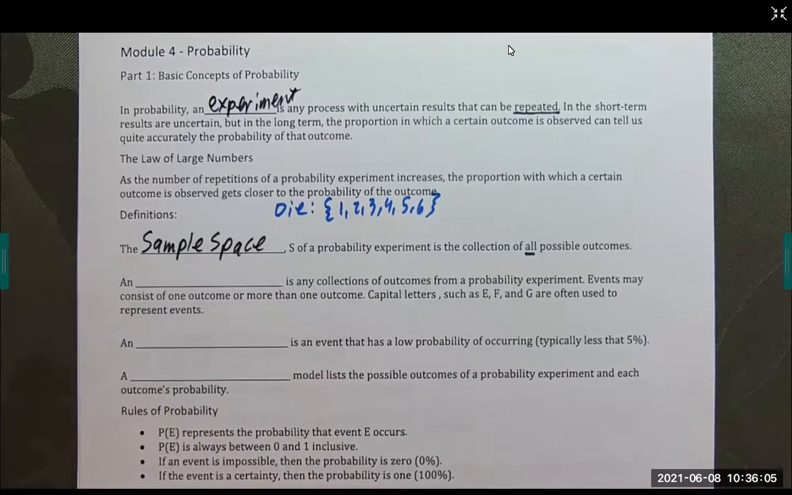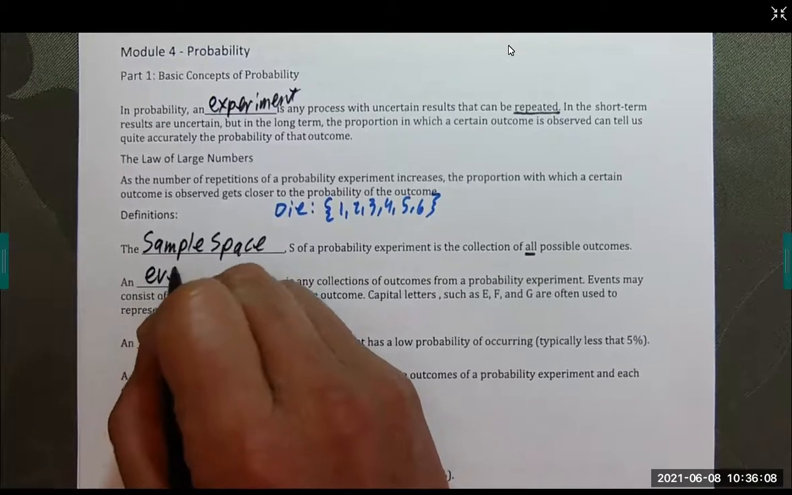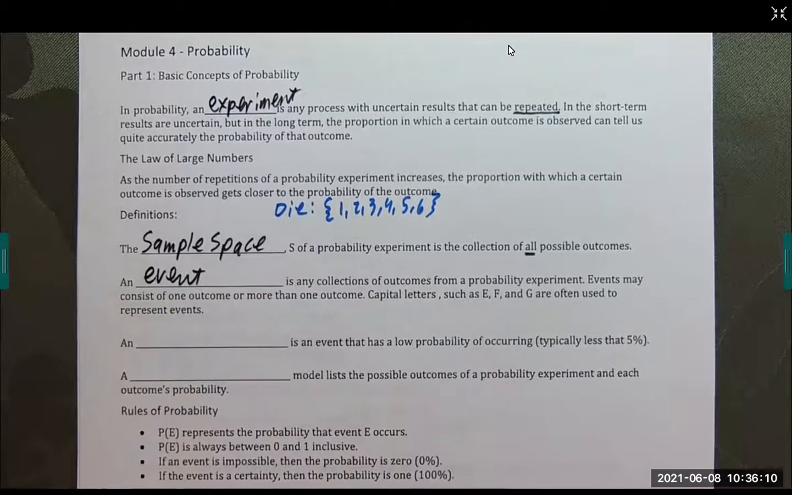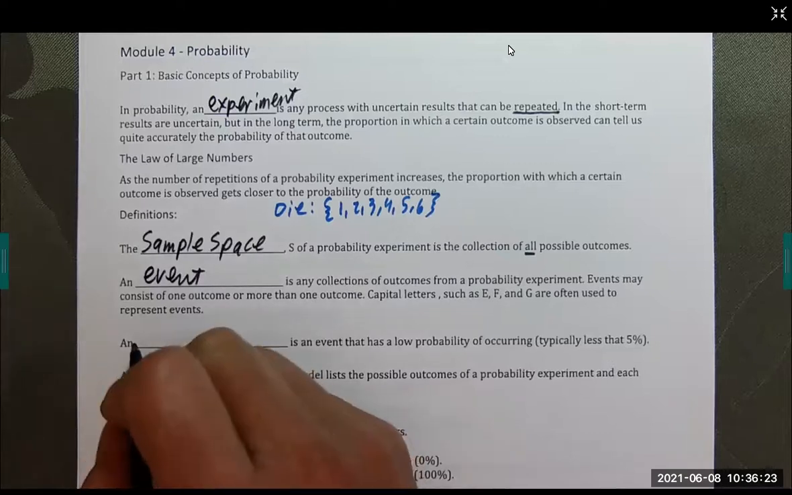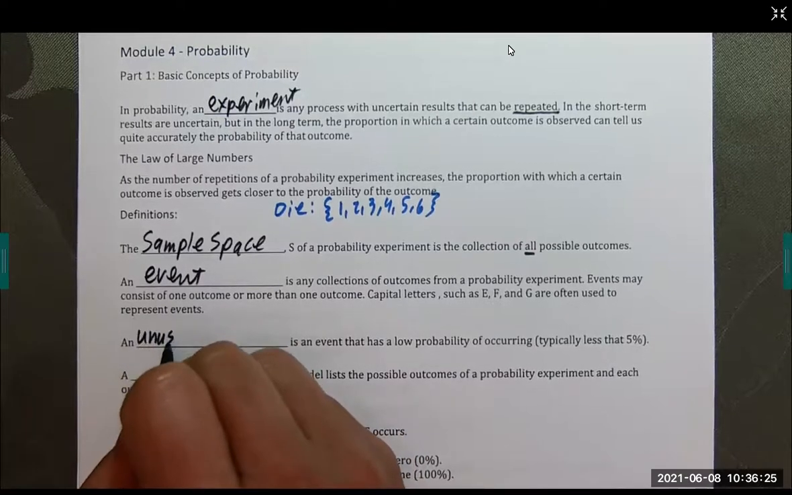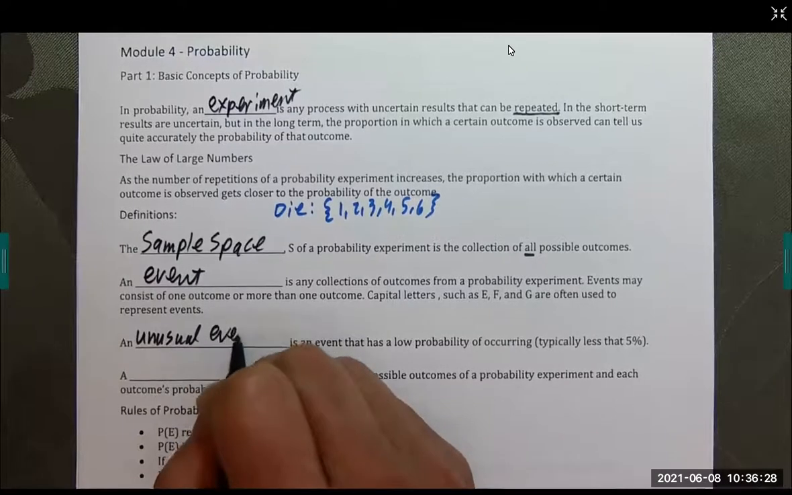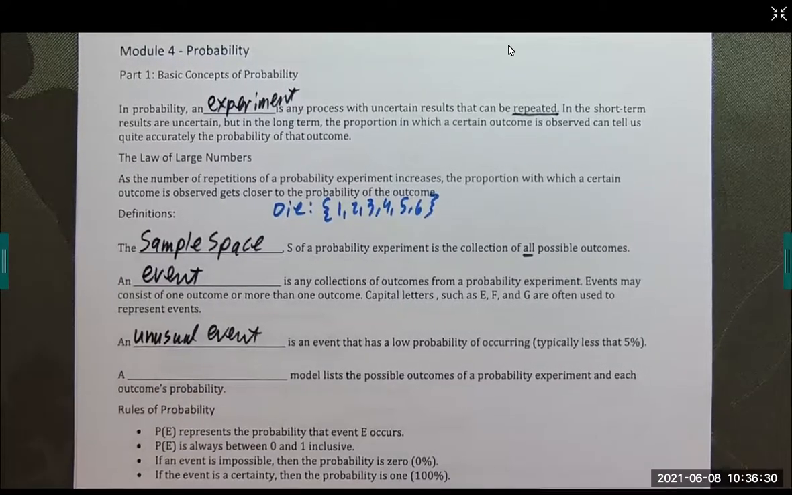Next up, we have an event. An event is any collection of outcomes from a probability experiment. Events may consist of one outcome or more than one outcome. We often use E, F, and G to represent events. An unusual event is an event that has a low probability of occurring. And typically we arbitrarily say less than 5%, but depending on what you're doing, you can certainly move that to wherever is appropriate for your particular experiment.